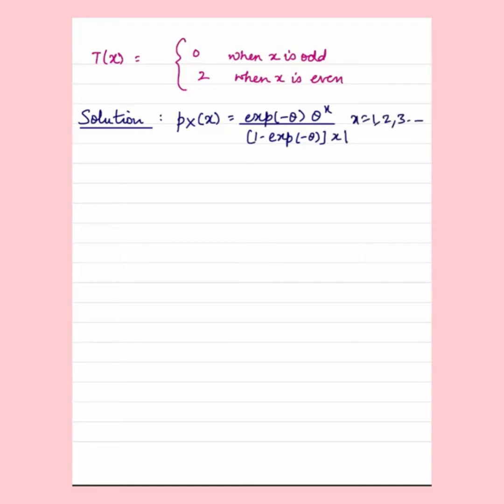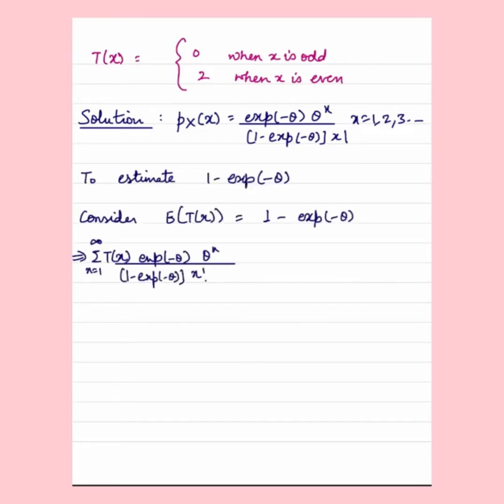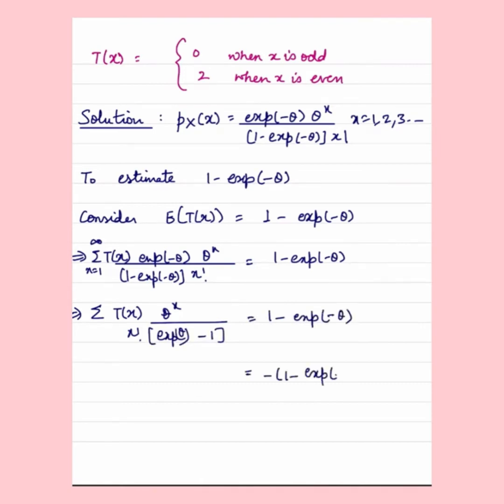Our objective is to find an unbiased estimator of 1 minus e to the power minus theta based on the statistic defined as Tx equals 0 and 2. So we will consider the expected value of Tx equals 1 minus exp minus theta. Here I am simply multiplying Tx with the probability. So upon simplification we get the following form. Please write it down yourself, you will understand it better.